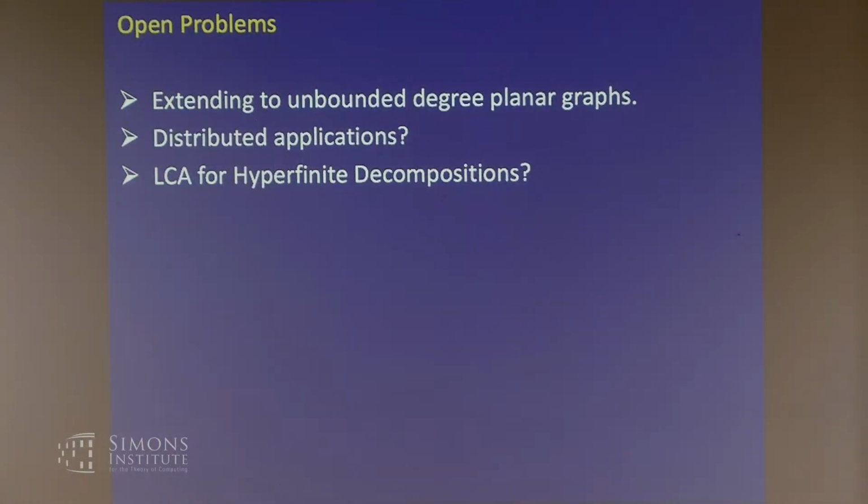So the first intriguing question is whether you can extend this notion to planar graphs of unbounded degree. These graphs are known to admit a decomposition called a Klein-Plotkin-Rao decomposition. And in this decomposition, the subsets that you return no longer have small size, but they have small diameter. So that's one interesting situation to think about.